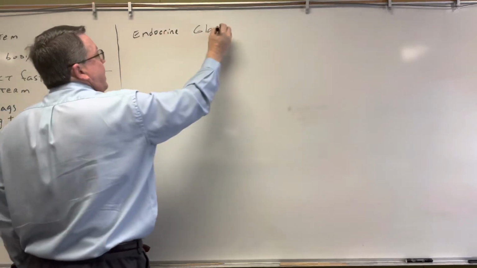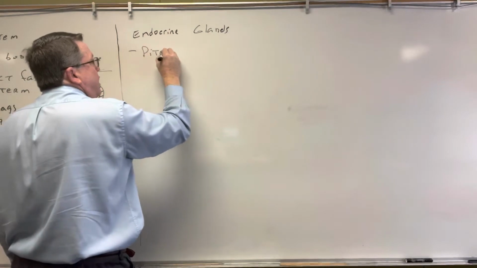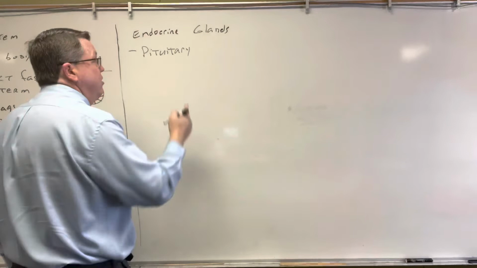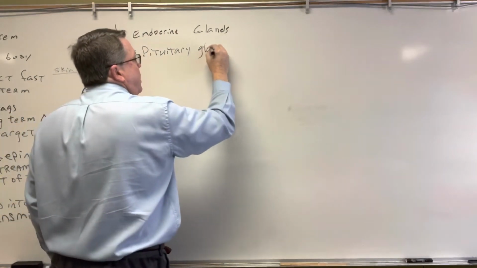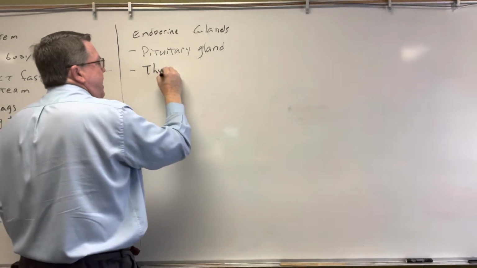We have endocrine glands, right? And these are going to be the pituitary. Now, if you remember, the pituitary gland is up in the brain, right? It hangs down, it has little stuff. We'll go more into this in another video. So you have your pituitary gland, you have your thyroid, which is basically in your neck.